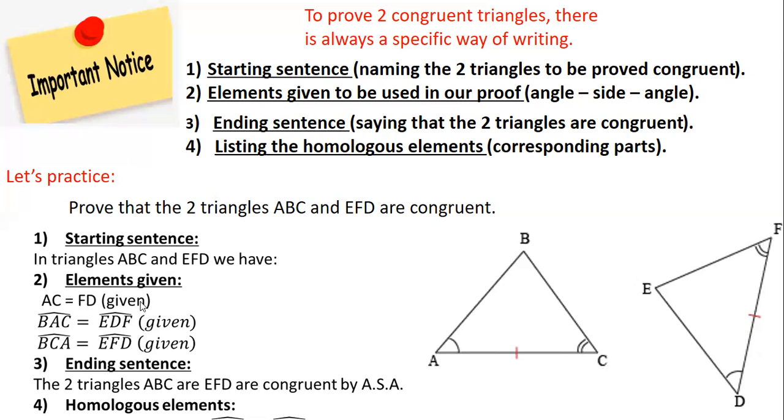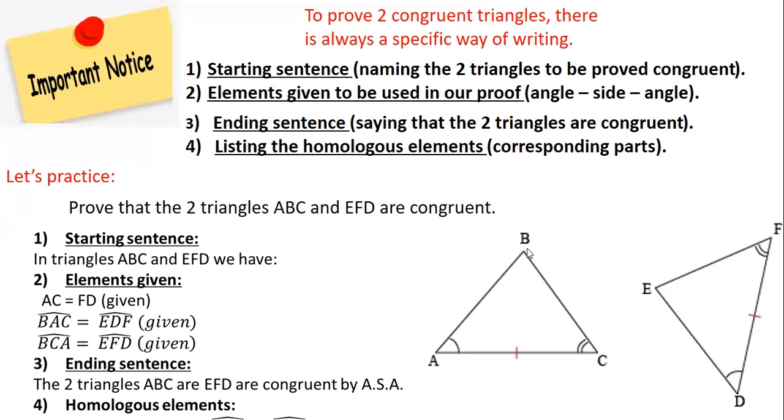From where did I bring it? From the figure. It is given to me in the question, so I should write "from given." Now, on the side AC, this is the adjacent angle and this is the adjacent angle. On the side FD, this is the adjacent angle and this is the adjacent angle.